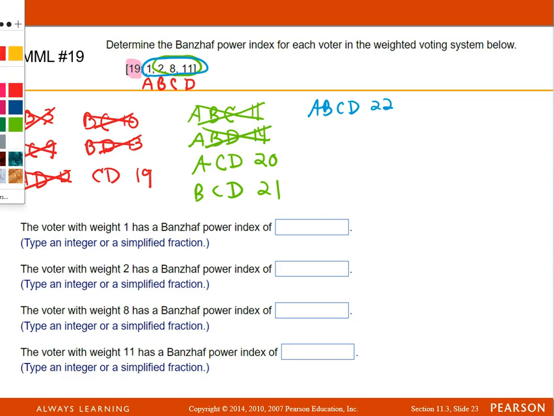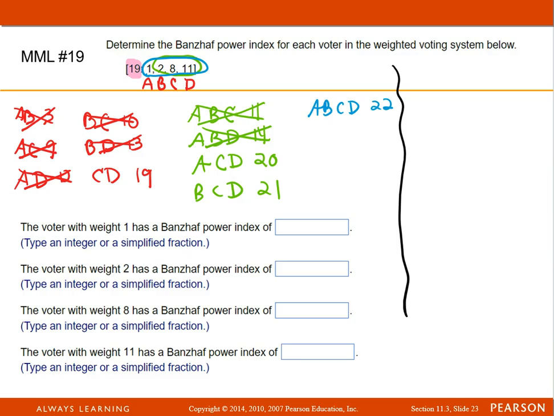Okay, so my winning coalitions are, make my list over here, C and D, and then A, C, D, B, C, D, and A, B, C, D. Now, in order to figure out the Banzhaf power index, after you have figured out who your winning coalitions are, you have to figure out which one of your voters is a critical voter. And if they leave their coalition and that makes the winning coalition not winning anymore, then that means they're critical because their vote is needed to make it win.